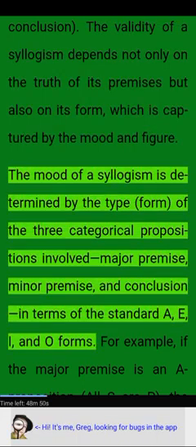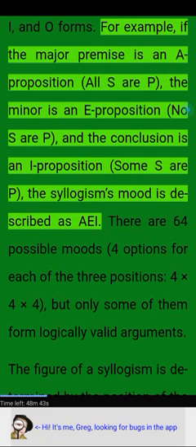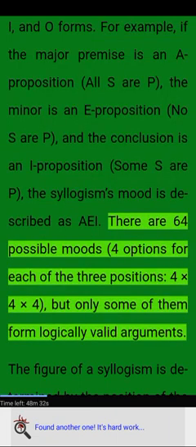The mood of a syllogism is determined by the type, or form, of the 3 categorical propositions involved: major premise, minor premise, and conclusion, in terms of the standard A, E, I, and O forms. For example, if the major premise is an A proposition, all S are P, the minor is an E proposition, no S are P, and the conclusion is an I proposition, some S are P, the syllogism's mood is described as AEI. There are 64 possible moods, 4 options for each of the 3 positions, 4 times 4 times 4, but only some of them form logically valid arguments.